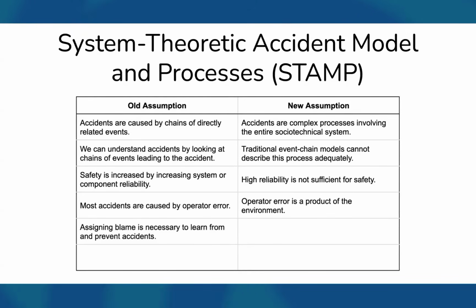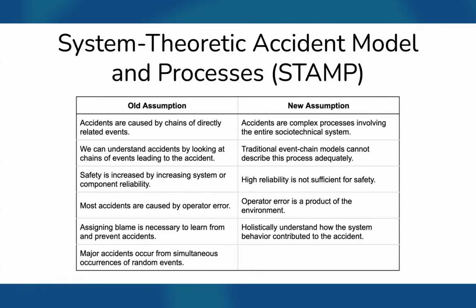Assigning blame is necessary to prevent accidents. Meanwhile, STAMP is saying blame is a very common thing. It gives us a feeling of control, but yelling at the frontline workers is not necessarily the most productive way of reducing risks. The old assumption is that major accidents occur from simultaneous occurrences of random events. Instead of that, this is more of a drift into failure type of model, which is that systems tend to migrate towards states of higher risk. A combination of various pressures lead them to be more prone to a catastrophe through the normalization of various smaller scale failures.